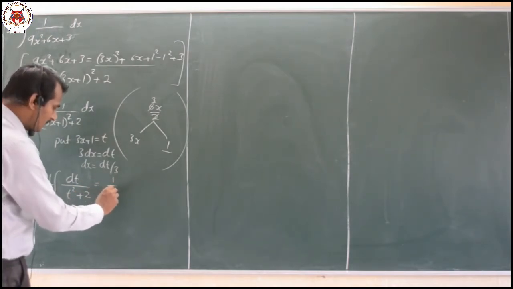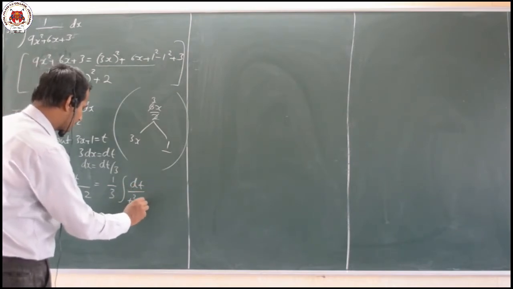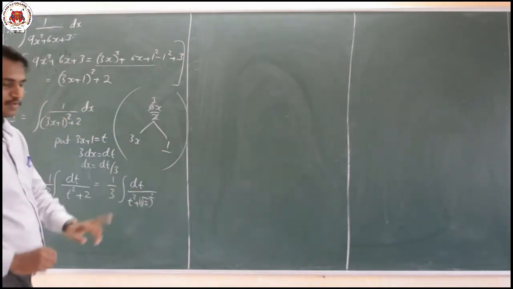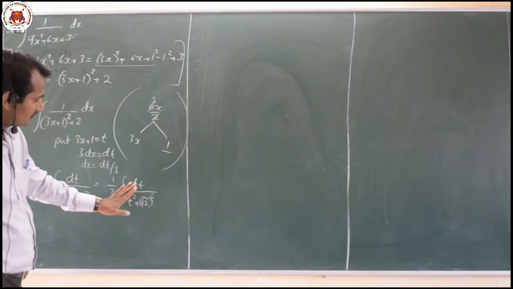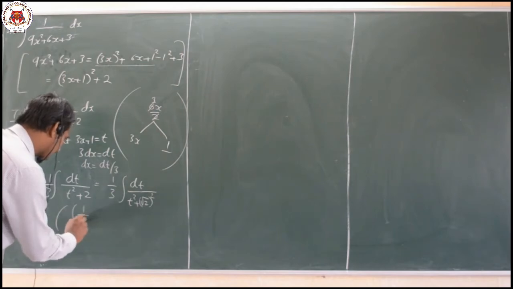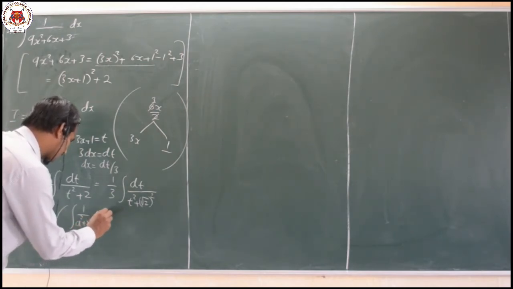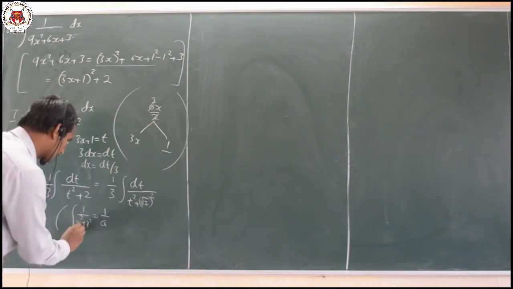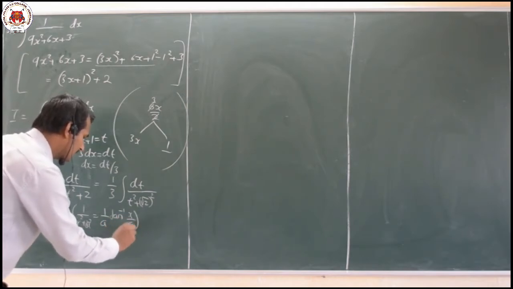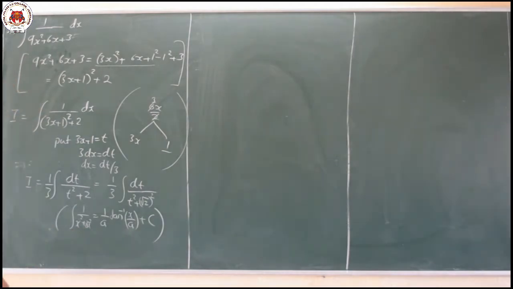Now can I write it as 1 by 3 integration of dt divided by t square plus root 2 whole square? That is nothing but 1 divided by x square plus a square. We know that the integration of 1 divided by a square plus x square is equal to 1 by a tan inverse of x by a plus an integral constant c. This formula we shall make use of.